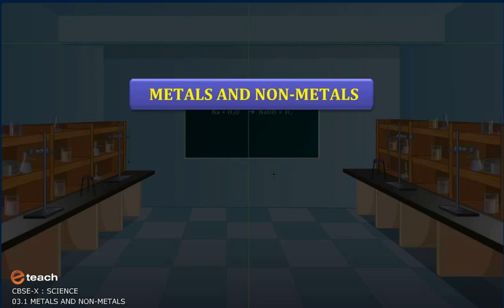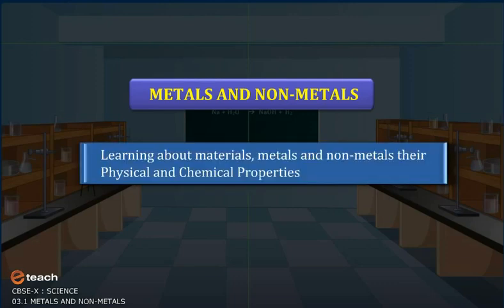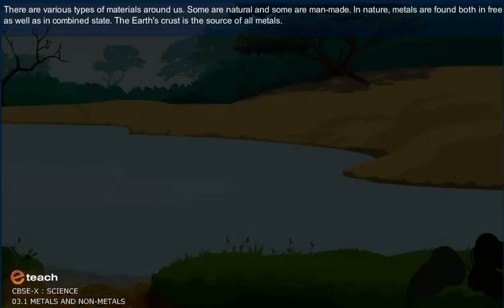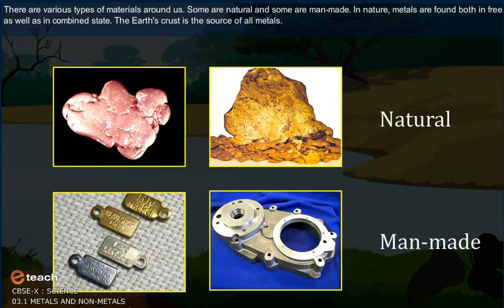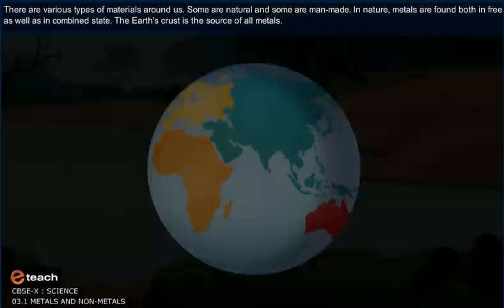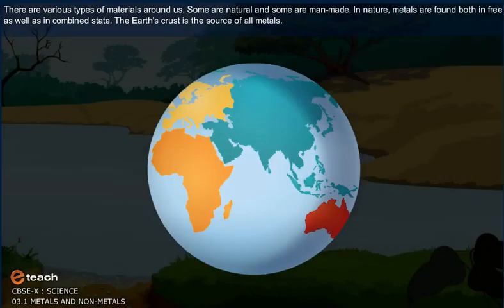Materials, metals, and nonmetals. Learning about materials, metals, and nonmetals, their physical and chemical properties. There are various types of materials around us. Some are natural and some are man-made. In nature, metals are found both in free and combined states. The Earth's crust is the source of all metals.